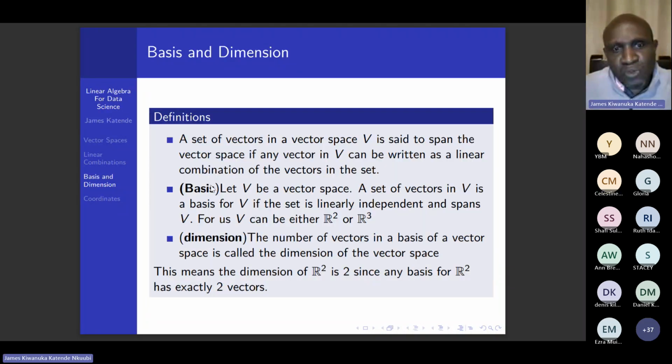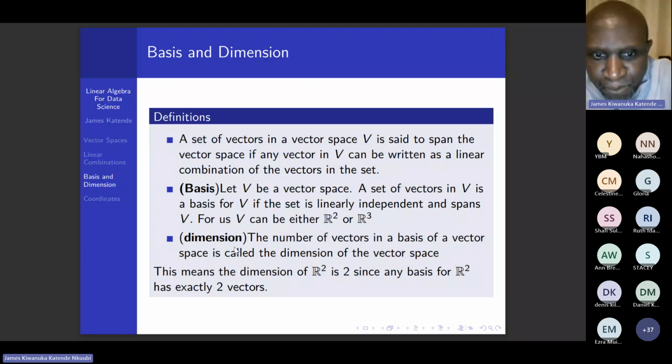Then the next definition we're looking at defines a basis of a vector space. So if you have a vector space V, then a set of vectors in V will be a basis if, first of all, the set is linearly independent and also spans V. In our case, the vector spaces we have worked with will just be R2 or R3 for our examples. We'll work with higher dimensional ones later, but for now, we can stick to these two just to understand the concepts.